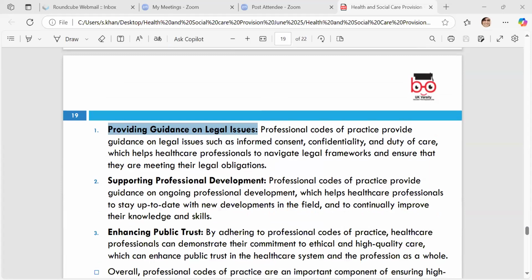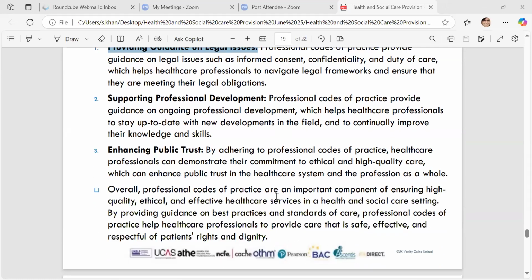Providing guidance on legal issues, so making sure you are providing any sort of guidance on legal issues, because you know that you have a duty of care to navigate any legal frameworks and ensure you are meeting your legal obligations, because that's really important. If you breach your legal obligations, you are not meeting them. Supporting professional development, any professional ongoing training, staying up to date, making sure you have new development. Why is it so important to stay up to date and support professional development within any sort of healthcare professional?